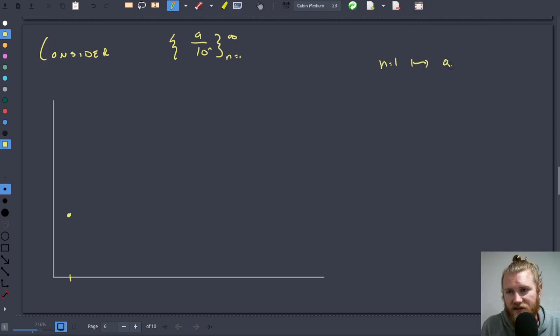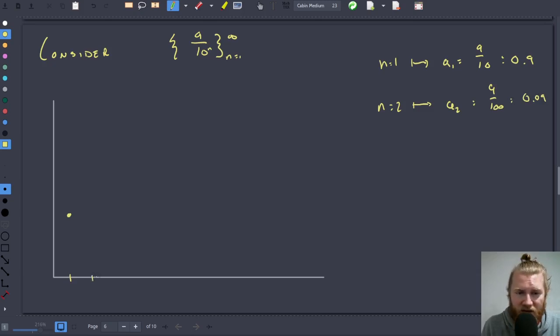maybe I'll do this, that a sub 1 is 9 over 10. Or if you want, you can think about it as 0.9. When n is equal to 2, we get that a sub 2 is 9 over 100, or you could think about this as 0.09. So we could go ahead and plot that point. And when n is equal to 3, we get a sub 3, which is 9 over 10 cubed, which is 1,000, or we get 0.009. And you can kind of see the formula, the pattern here, right?